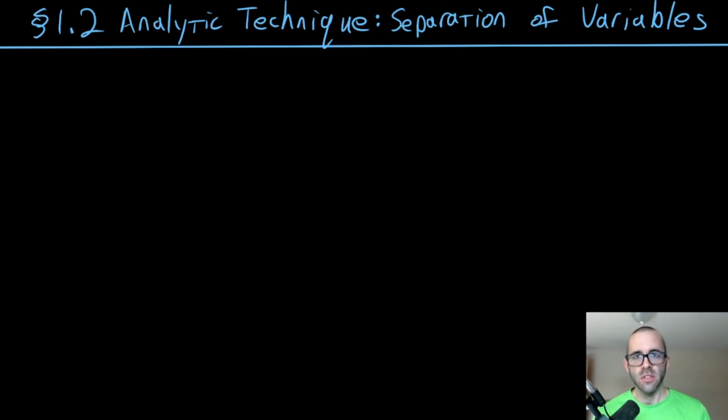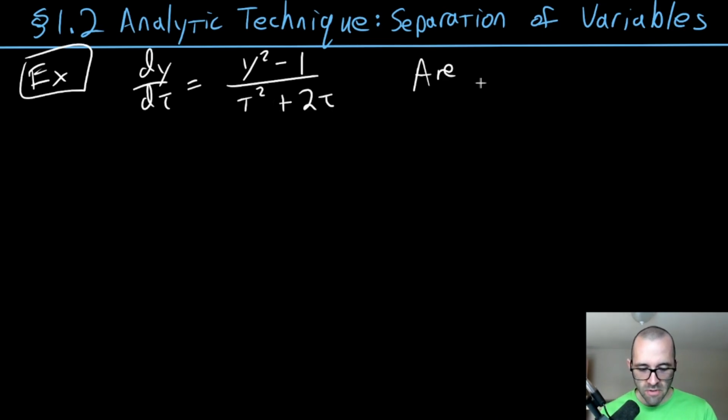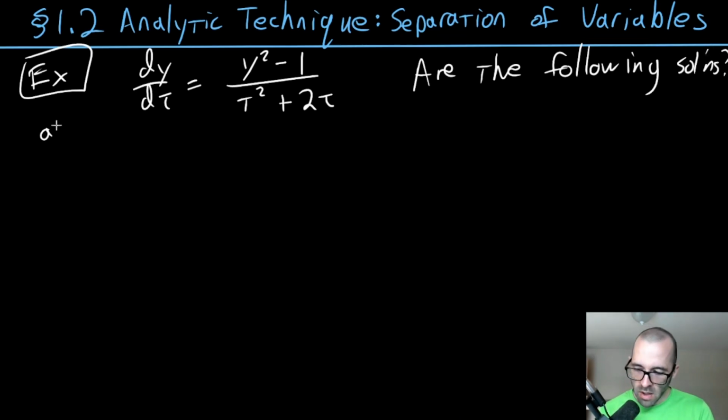Now that our solutions are going to be functions, we also want to make sure that it's true for all values of that independent variable. So we're going to start by looking at a differential equation. Let's say this is dy/dt equals (y squared minus 1) over (t squared plus 2t). And I'm going to ask, which of the following are solutions to this differential equation?